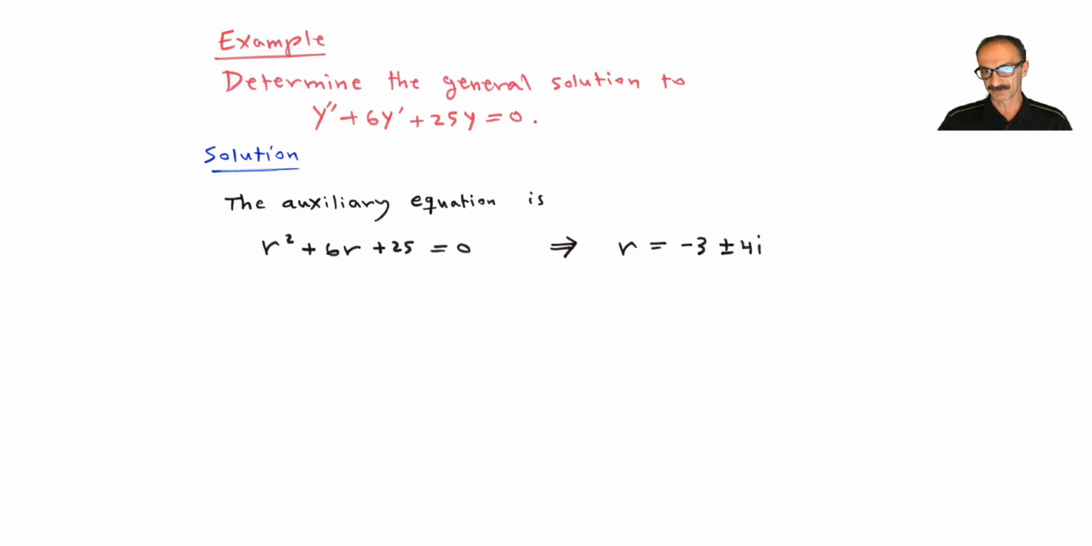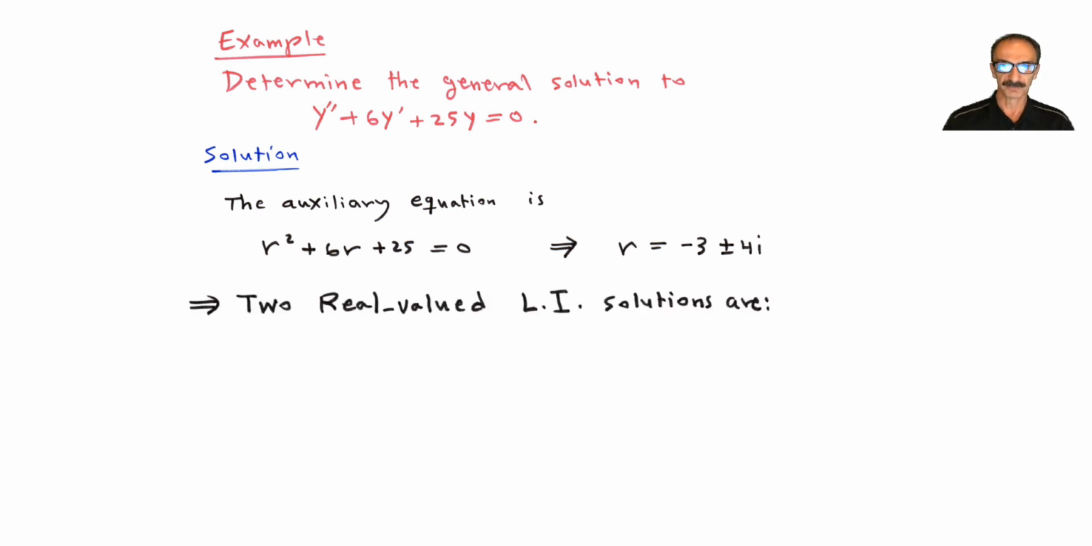Oh, this one is complex. The first one was distinct real, this one is complex, and complex roots come in conjugates: -3 plus 4i and -3 minus 4i. We're going to use the ideas from before, just like a few minutes ago, and apply them. Two real-valued linearly independent solutions are the following. We use the auxiliary equation, Euler's formula, and the linear combination. See if you can remember.